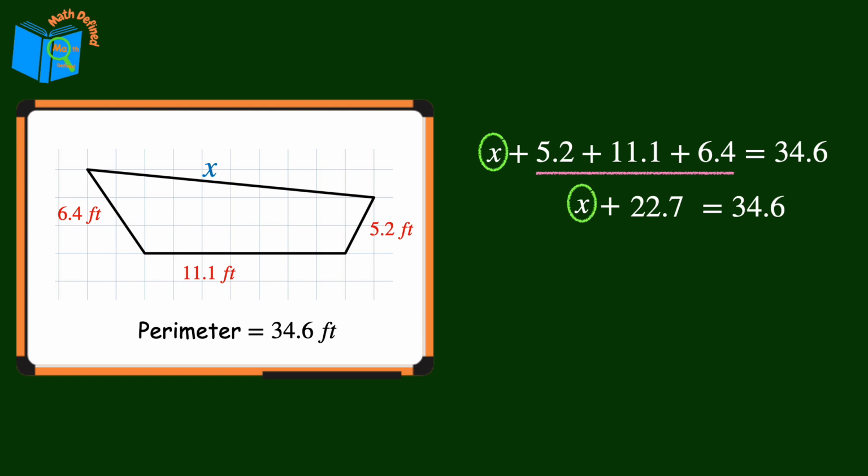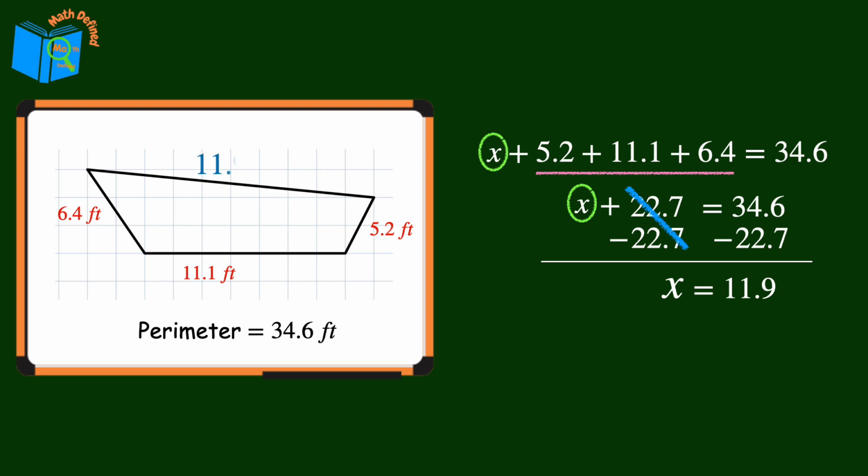Next, to isolate the x, we need to remove the constant 22.7 by subtracting 22.7. And to keep the equation balanced, we need to do this on the right side of the equation as well. On the left side, the 22.7's cancel each other out, leaving just the x. And on the right side, 34.6 minus 22.7 is 11.9. And this is the length of the missing fourth side of this quadrilateral.